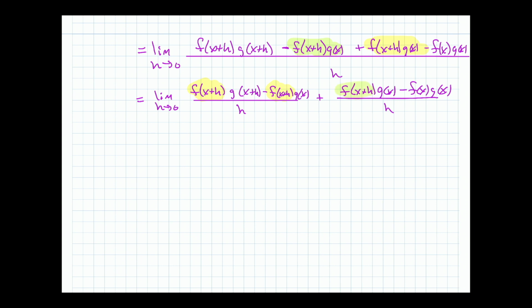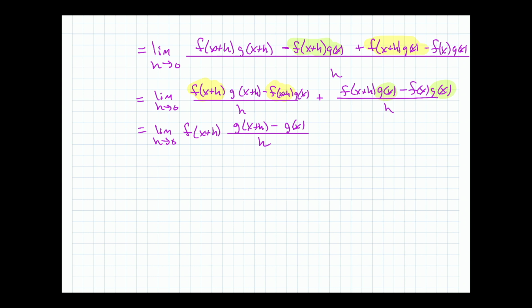This term and this term are the same. Okay, so those two terms that are the same, if you can read my writing, which you can't, I'm going to take out an f of x plus h, factored out, and I'm actually taking it out of the whole thing, and I'll be left with g of x plus h, and then minus g of x over h.